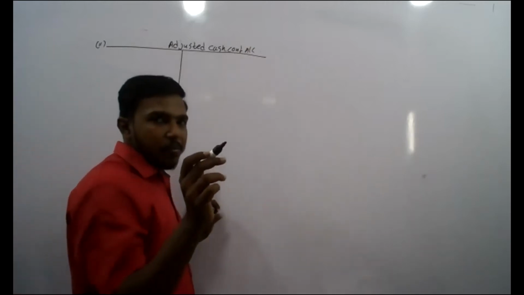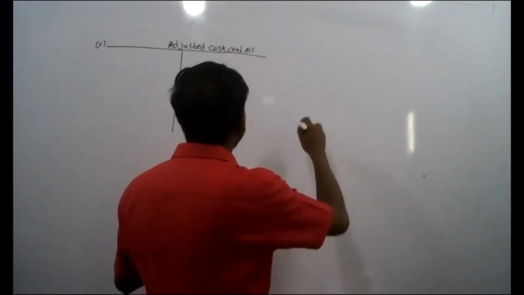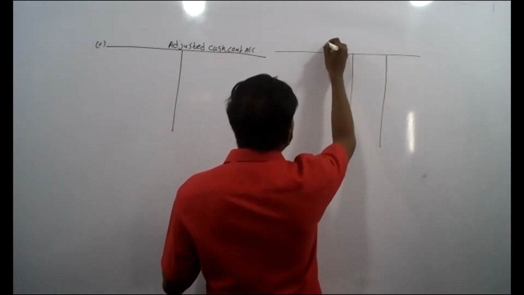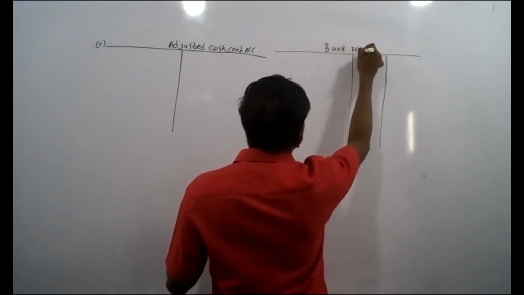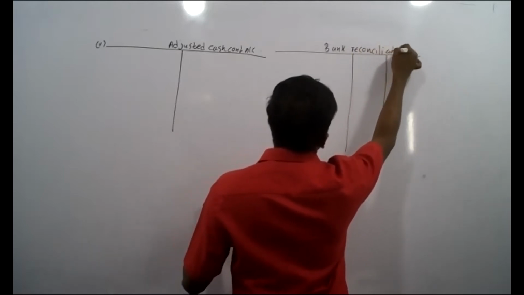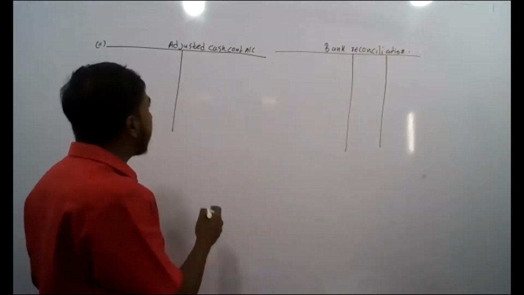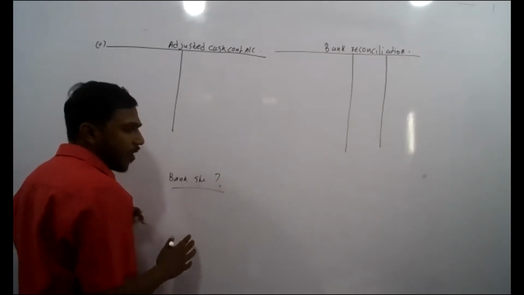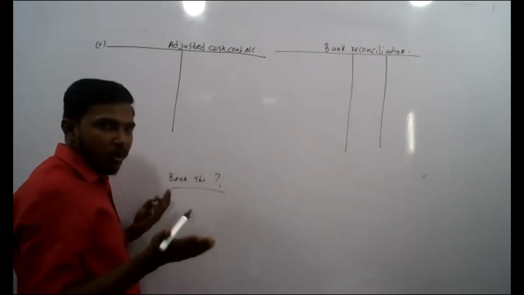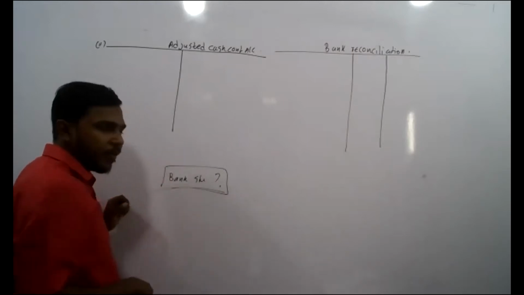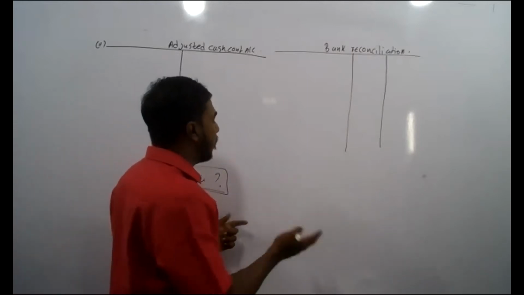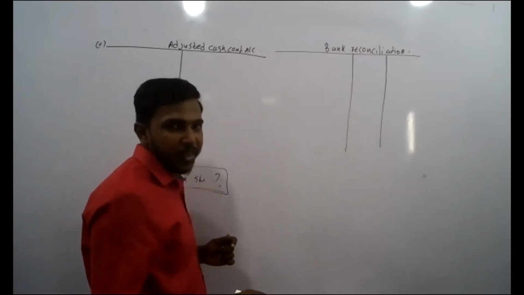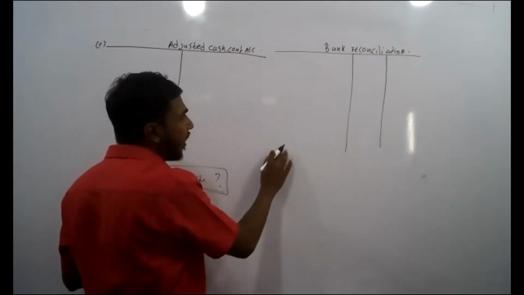Then they asked you to take the bank statement balance. How would you take the bank statement balance? Here you prepare the bank reconciliation. Since they ask the adjusted cash control account balance and the bank statement balance, don't go and prepare the bank statement. Just prepare what? Bank reconciliation. You can't prepare the bank statement here. You have to prepare the bank reconciliation and get the bank statement balance.